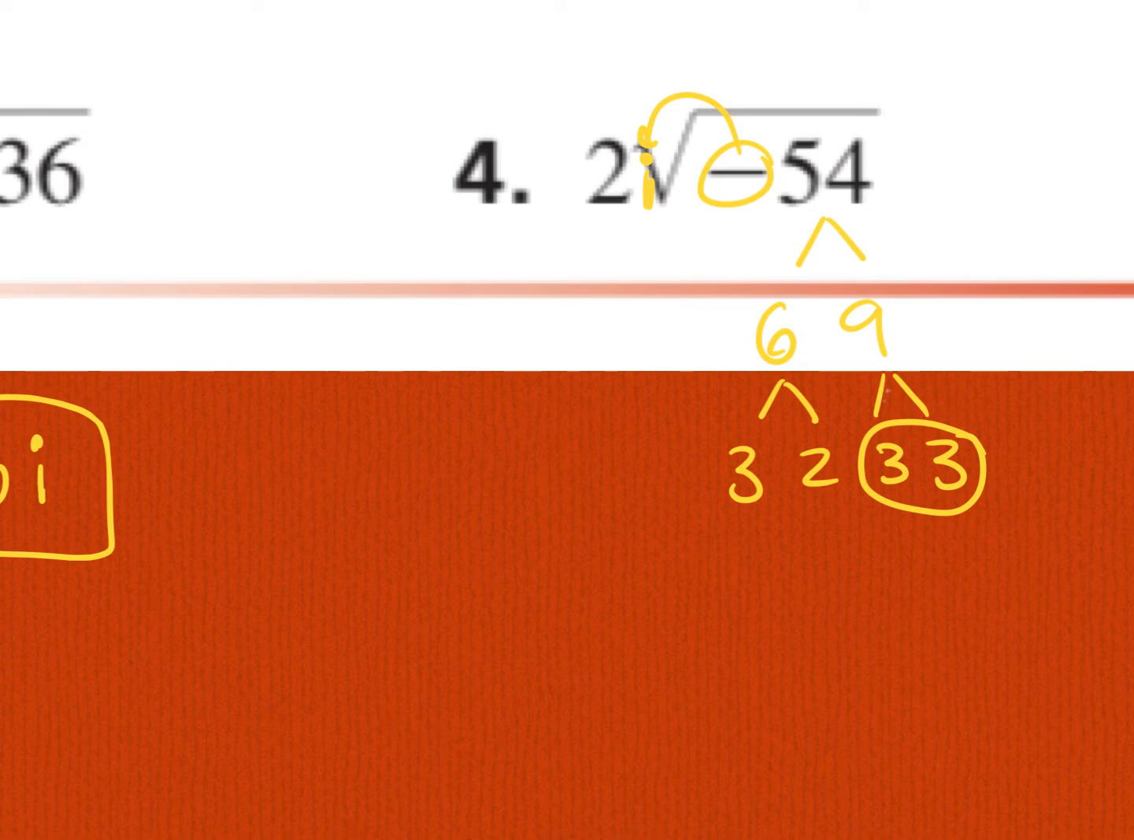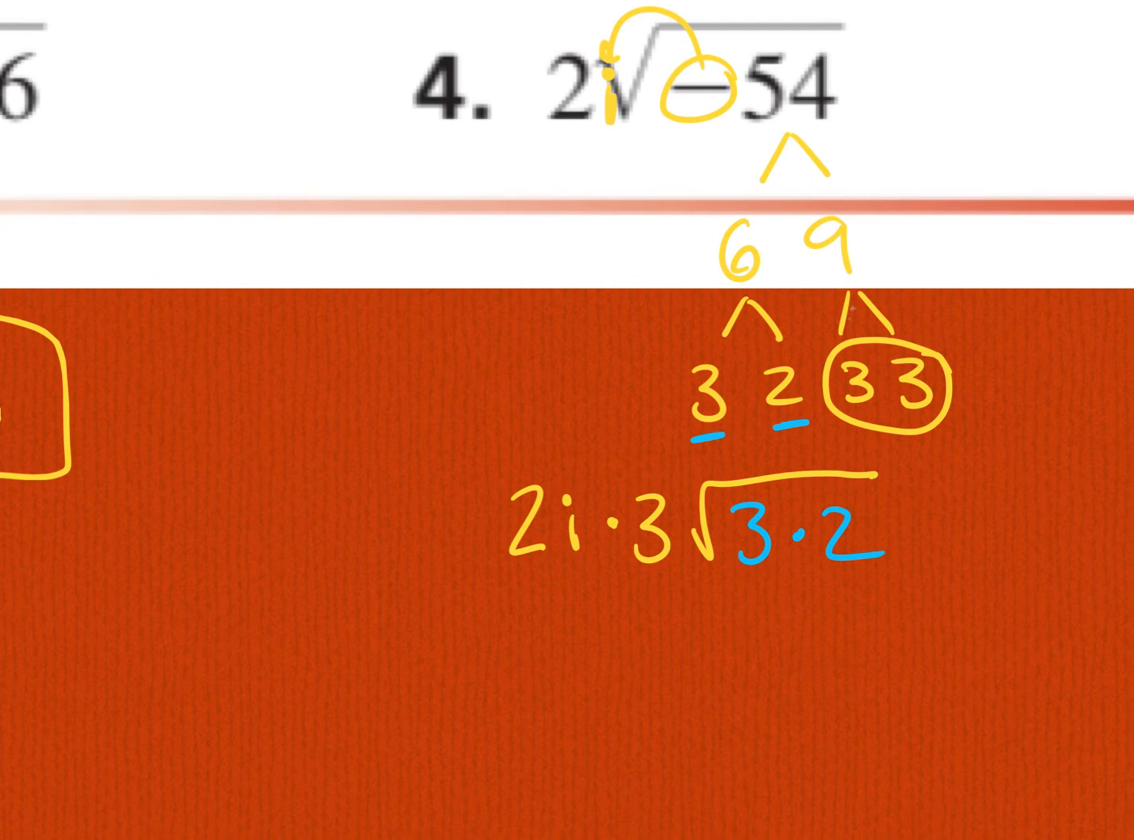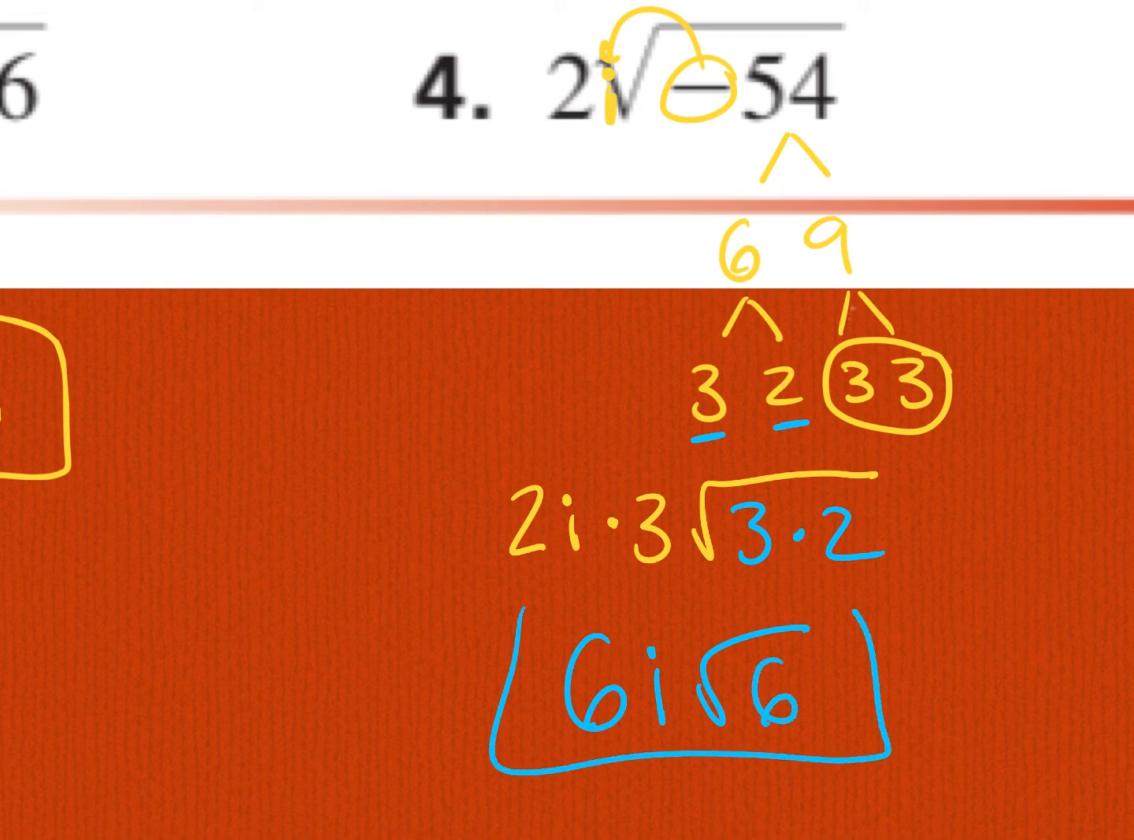So what's going to come to the outside? The 3. I already had a 2i on the outside. Now I have another 3. And then what stays on the inside? I'll fix it at the end, but yes, it matters. So the 3 and 2, whatever I didn't circle stays on the inside. Now if I have more than one number on the outside, what do I do to them? Multiply. And what if I have more than one number on the inside? Multiply. So how would I write my answer here? 6i square root 6. Perfect. So it matters where we put the i. We just put it at the end of the whole number, right before the square root.